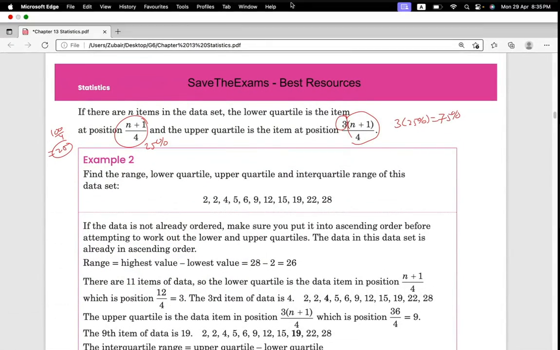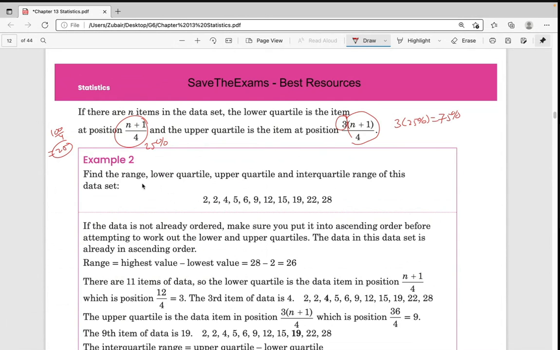Another worked example. Find the range, lower quartile, upper quartile, and interquartile range for this set of data. When we talk about the range, we need to know the maximum and minimum number. I can see they are already arranged in ascending order. So 28 minus 2 is 26. 26 is the range.